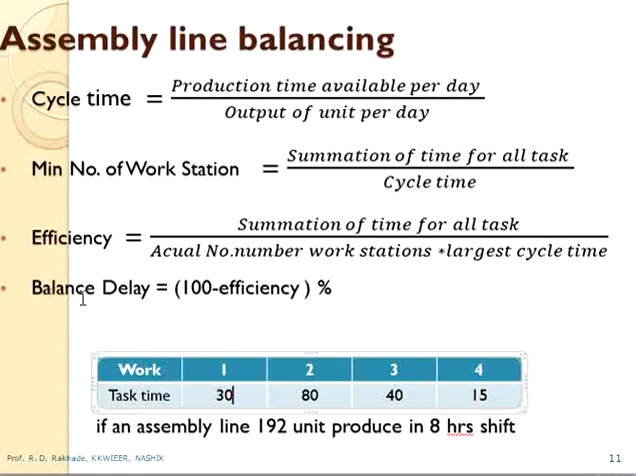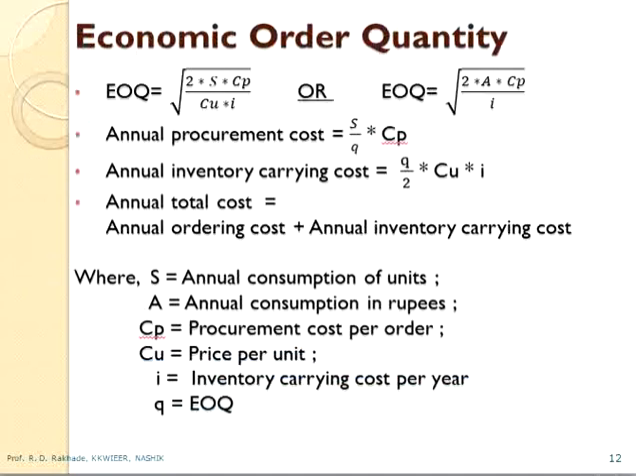Likewise we can also calculate balance delay. So 100% minus efficiency gives us the balance delay. So our main objective is to minimize this balance delay and maximize the efficiency of the line.